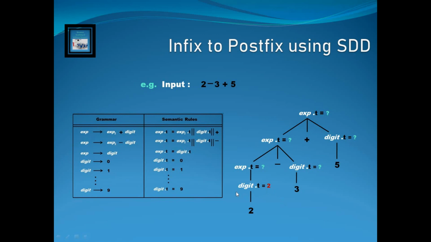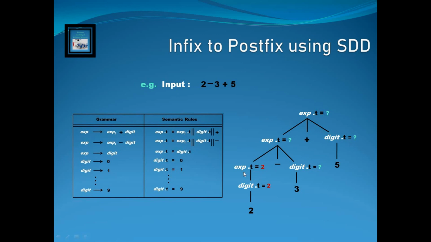And now when we have evaluated the postfix form for this digit, then we can evaluate the postfix form for its parent, that means expression dot t is equal to 2. How does this postfix form come?